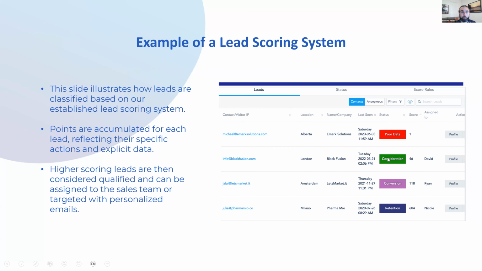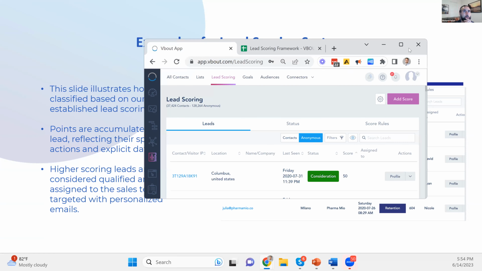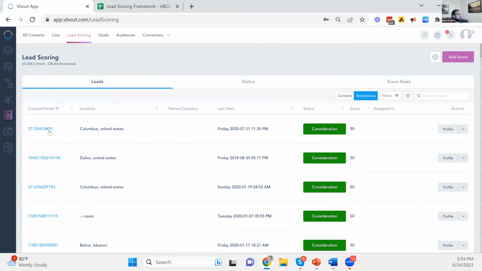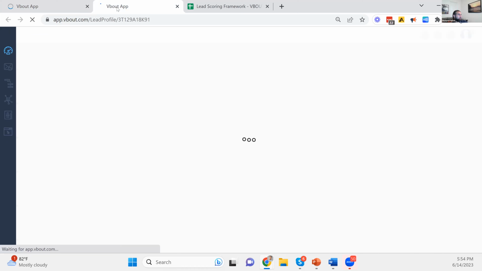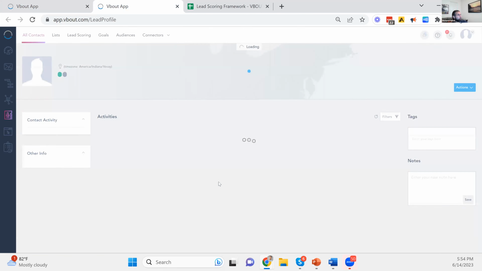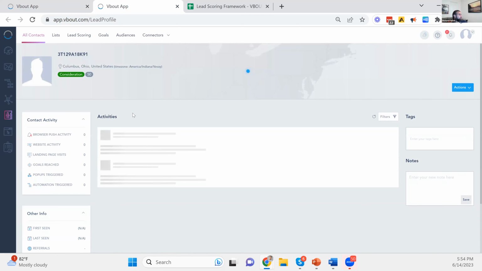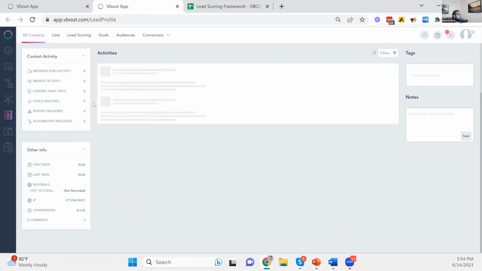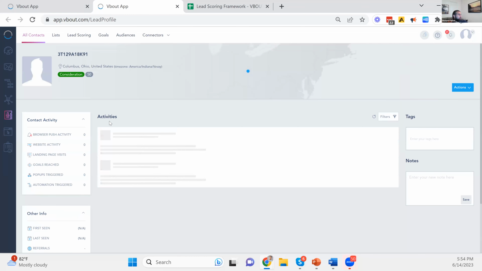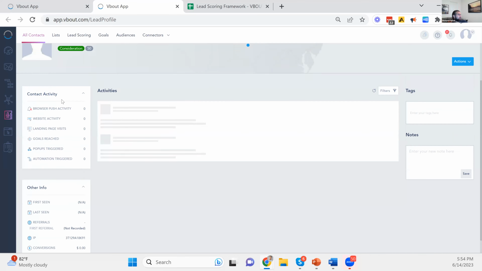So let me bring this screen back. So you see these are my IPs. They're shuffled for privacy reasons, obviously, but you can see their geolocation. VBOUT is actively scoring them. They even have a profile based on which we are scoring them too. And it's okay to score people based on the things they're doing. We don't know who they are. We just know some general information about them. Okay. This one has some activity.